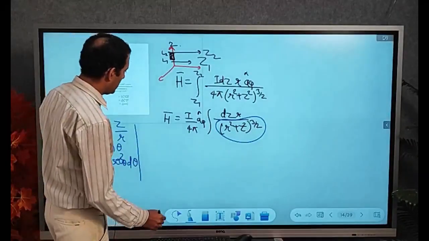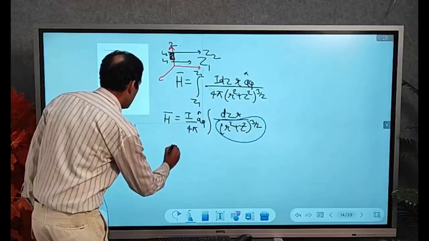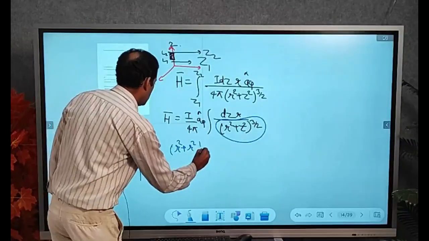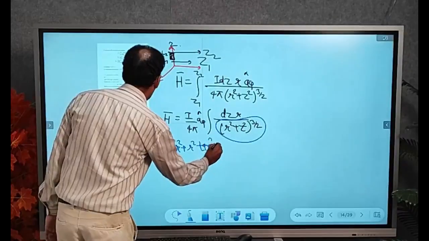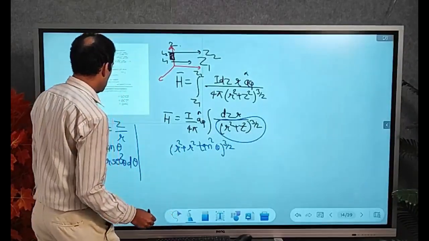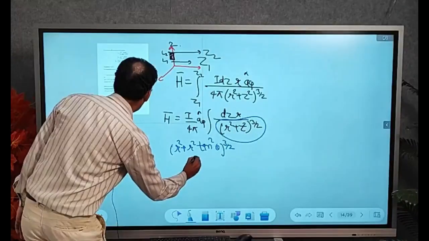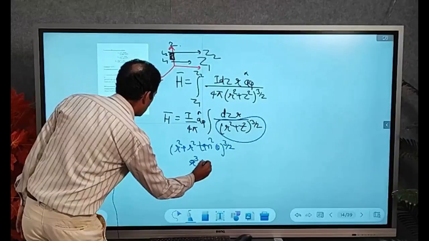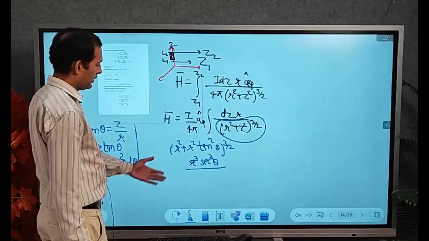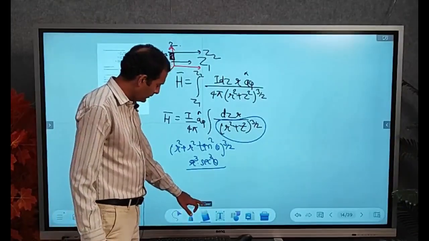So what will be the change here? If we put this, we can write it as r square plus r square tan square theta to the power 3 by 2, and by simplifying we'll get r cube secant cube theta. So we can simply replace this value there.